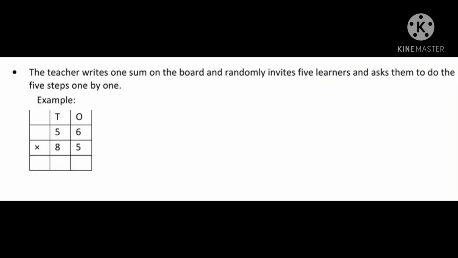Alright. So, the teacher writes one sum on the board and randomly invites 5 learners and asks them to do the 5 steps one by one. As you can see on the screen, there is a multiplication sum which will be given on the board. Then 5 learners will be invited randomly and they will solve the steps one by one.